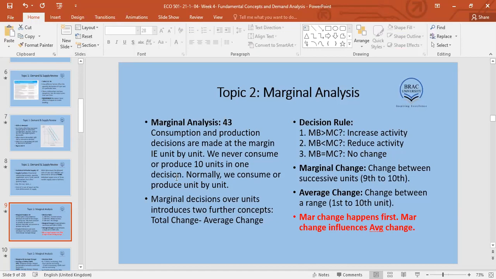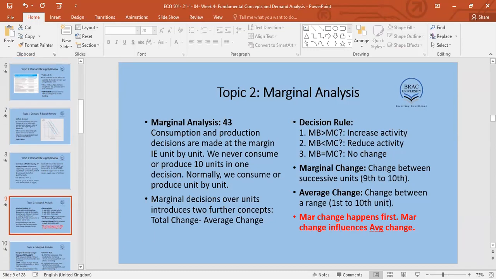Can we calculate CGPA in the middle of the semester? Yes or no? No, sir, never, because GPA changes first. GPA changes first, and that change influences how CGPA will change or may not change. Marginal change happens first, which is analogous to GPA. Average change happens after marginal change and because of marginal change, which is analogous to CGPA.